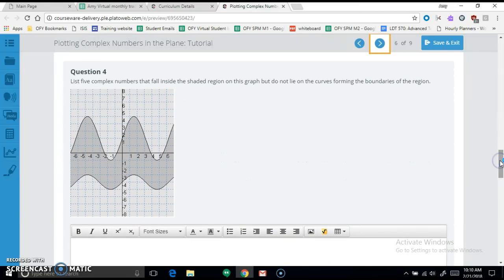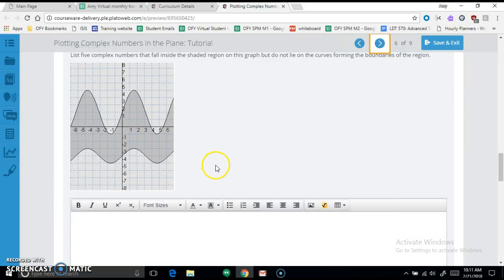Now it says, list 5 complex numbers that fall inside the shaded region on this graph but do not lie on the curves. That can be anything. That could be this point right here. That's 2 on the x, 1 on the y. So this is the real number, so it would be 2 plus 1i.